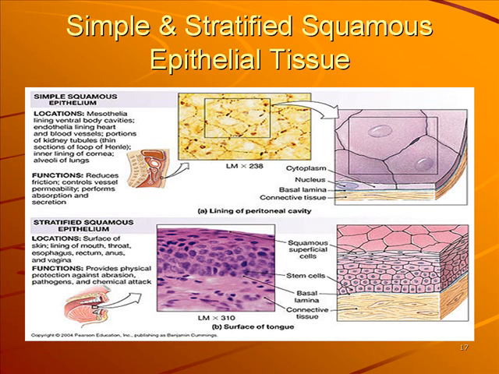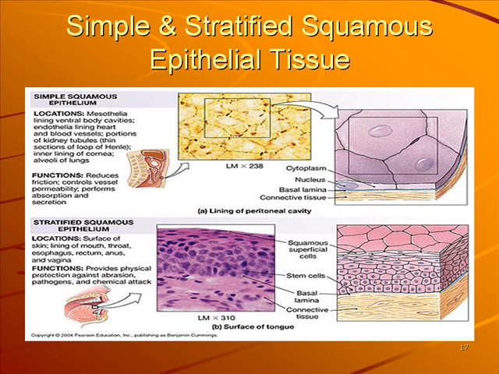Stratified squamous epithelium. You will be counted wrong if you put simple squamous epithelium. And you have to be that specific because there are two different types of tissue. Okay? Simple squamous, we see that lining internal organs. You see it in the lungs. You see it in the loop of Henle.